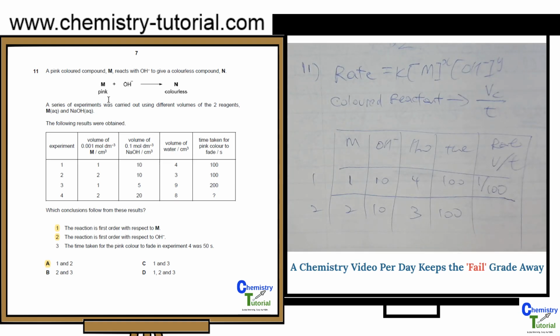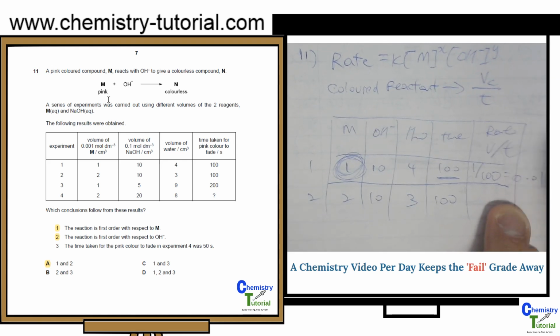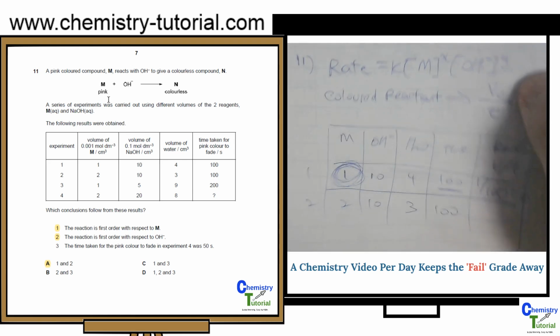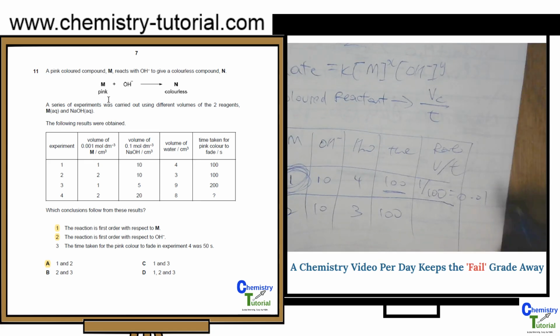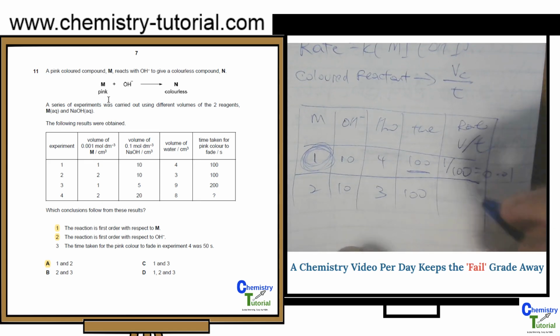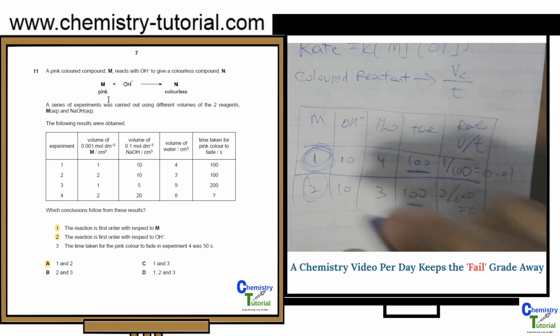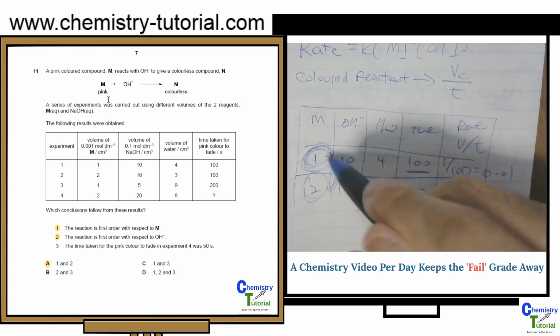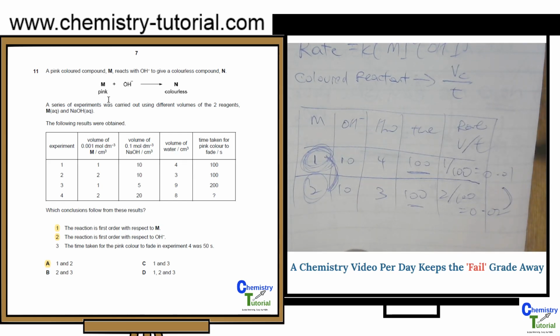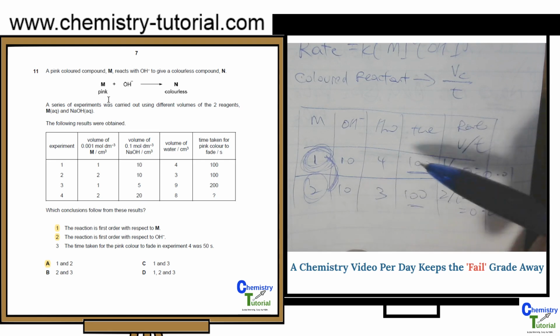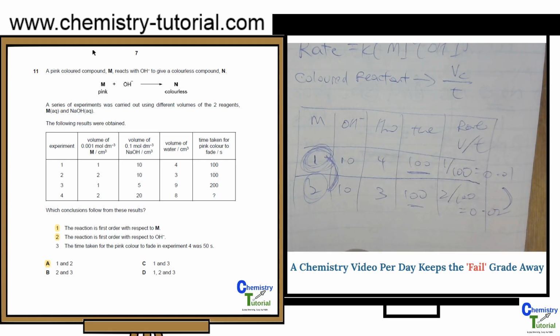But now the rate itself, you have to change it to 1 divided by 100. Why 1 divided by 100? Because 1, that's a colored species, divided by the total time. So 1 over 100 is 0.01. That's your relative rate. We don't have to care about units. Over here, it will be 2 over 100, in other words 0.02. That means when the volume doubles, the concentration doubles, and the rate also doubles. Hence, it is first order with respect to M. Therefore, statement 1 is correct.